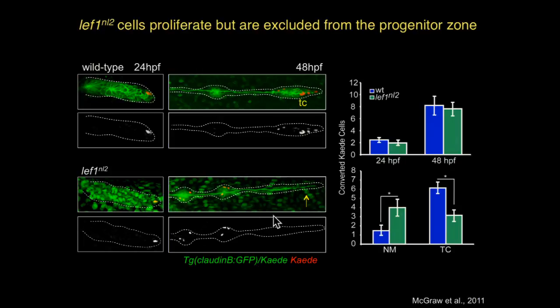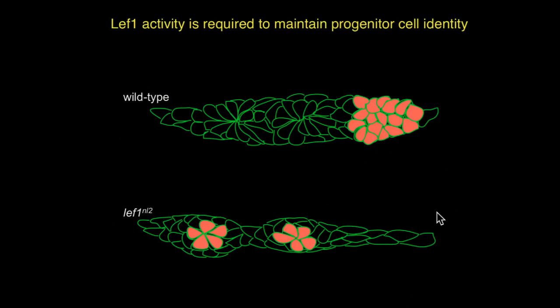And this is quantified here, just showing that although these cells remain similarly proliferative by 48 hours, we see a difference in where they're deposited within the developing lateral line system, indicating that loss of Wnt activity through Lef1 leads to a loss of proper progenitor cell identity in mutant embryos versus wild-type embryos, where they actually stay within the progenitor region and form terminal cluster neuromasts.